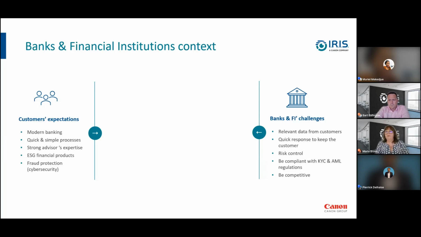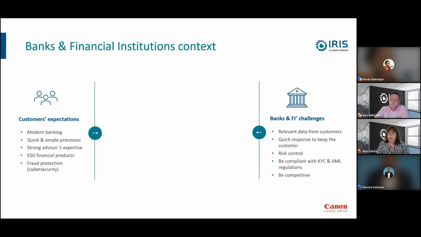On the other hand, you have the banks' and financial institutions' challenges. Of course, the first priority of the bank is to meet the customer's expectations. And for that, the banks need relevant data from customers, and to be sure to give a quick response. Because with a mortgage loan, for example, the banks know that they can upsell financial products, life insurance or other products. They have to control the risk.